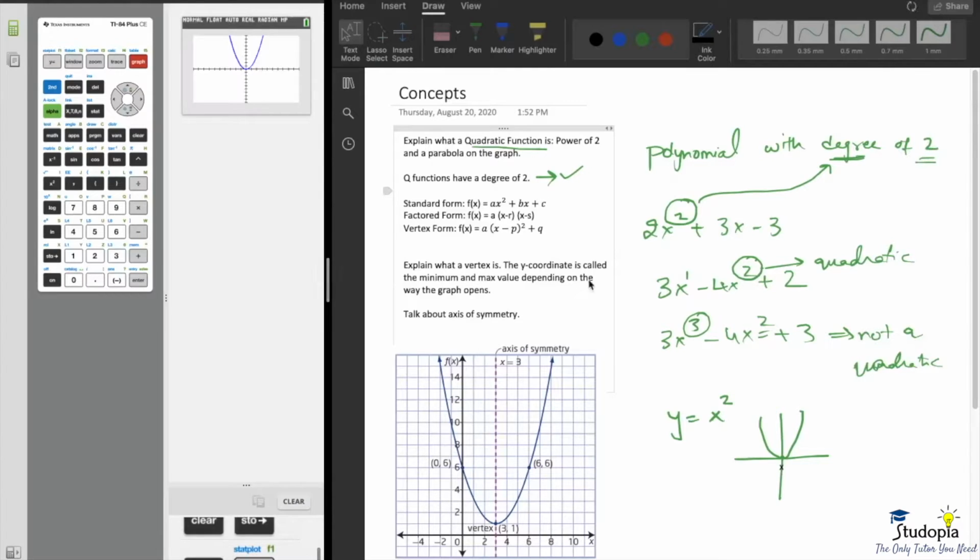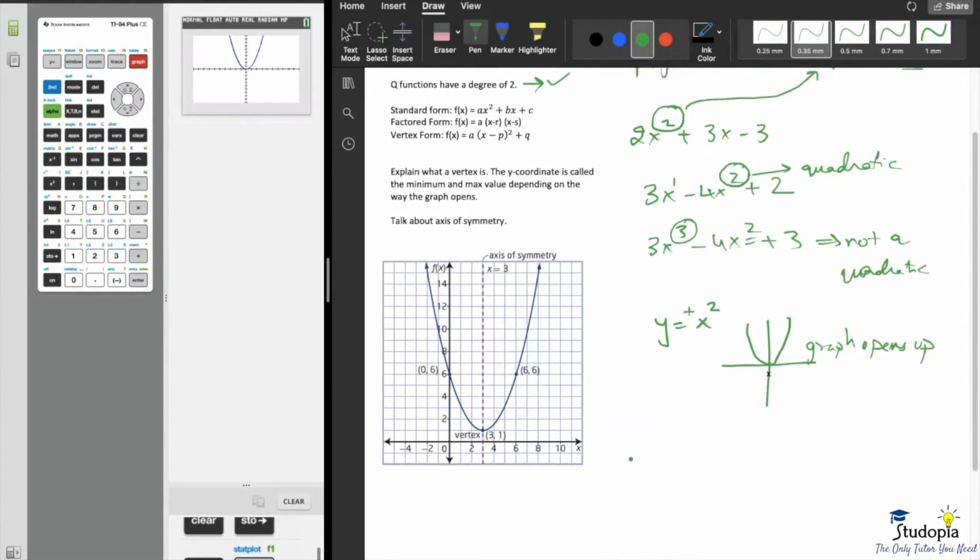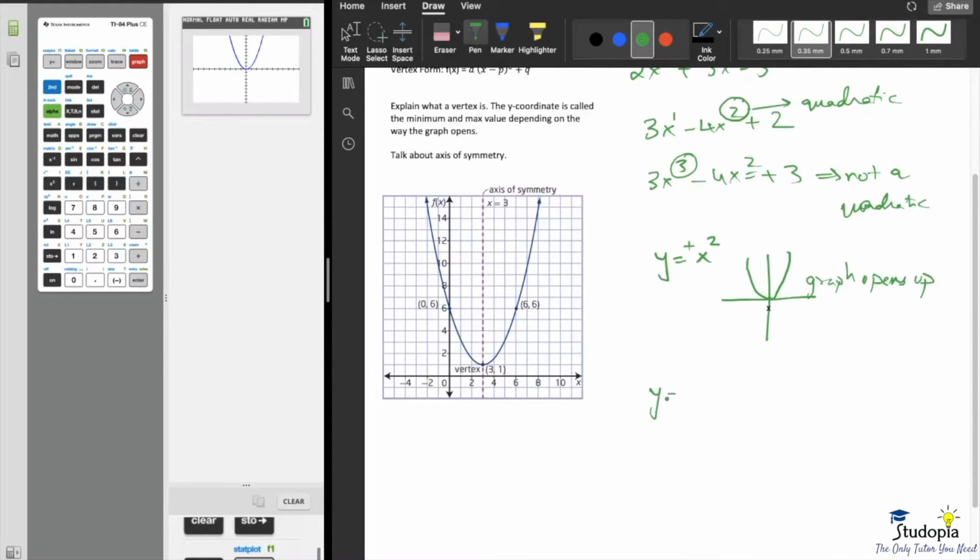Now another thing that I want you to notice is that when you have a positive x squared, you open your graph upwards, okay? So the graph opens up. However, if you have y equals negative x squared, where your value here is a negative, you'll have exactly the same graph, except it's going to open downwards like that, okay? So the graph opens down. So these two things are very important.